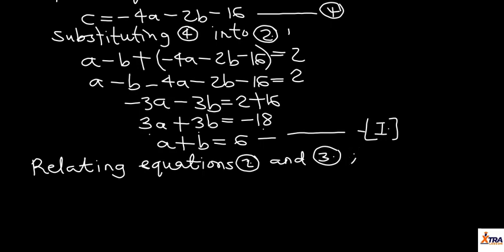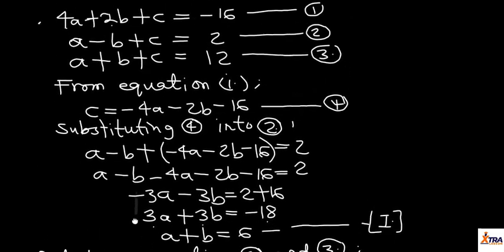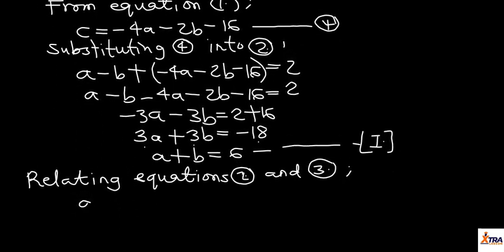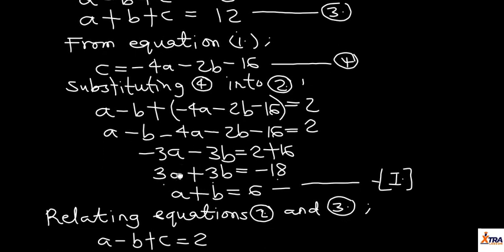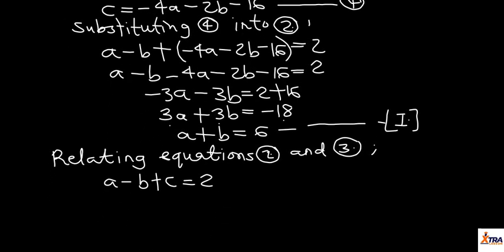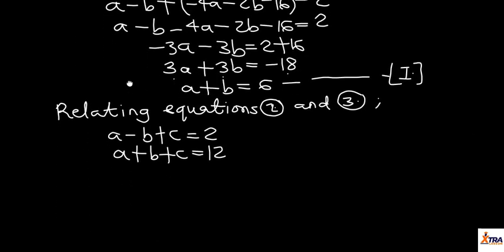Relating equations 2 and 3, we know from equation 2 we have a minus b plus c equals 2, and we also know we have a plus b plus c equals 12. I want to eliminate my c. By eliminating c, I can subtract both equations. By subtraction, a minus a gives me 0, I have minus b minus b gives me minus 2b, and c minus c is eliminated also. Then I'm left with 2 minus 12, which gives me minus 10.